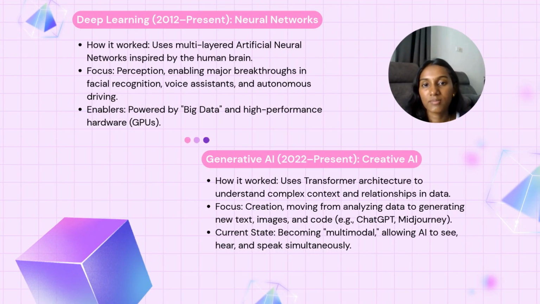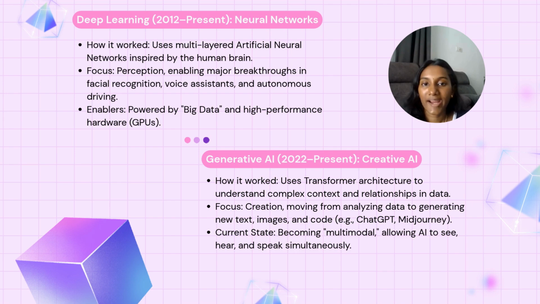Around 2012, the field exploded with the rise of deep learning. This technology uses artificial neural networks, which are layers of math inspired by the way the human brain functions. This era mastered perception. It's the reason we now have highly accurate facial recognition, voice assistants like Siri, and autonomous driving. This wasn't just a math breakthrough. It was powered by the arrival of big data and the massive processing power of GPUs.